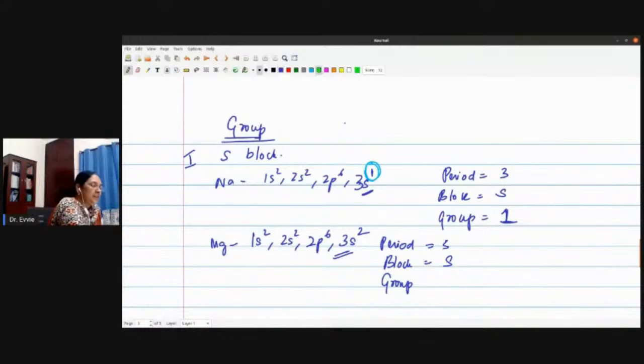So now you can see here there are 2 electrons. So the group number is 2. It belongs to the second group. Okay, I hope this is easy.